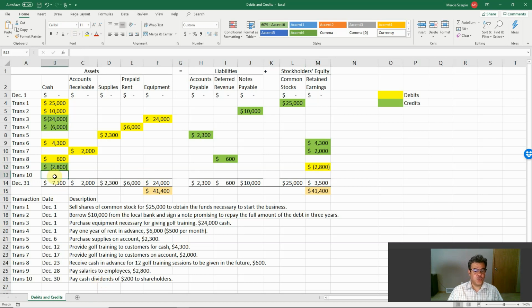Transaction ten, pay cash dividends, $200. We are paying. So here we have a debit or credit, I don't know yet. Dividends decrease our retained earnings. So we are decreasing it, so we have a debit. Well, these numbers are not matching anymore. That's because this cash is wrong. When we pay, we are decreasing our cash and we are crediting. So here, now we have the numbers matching.